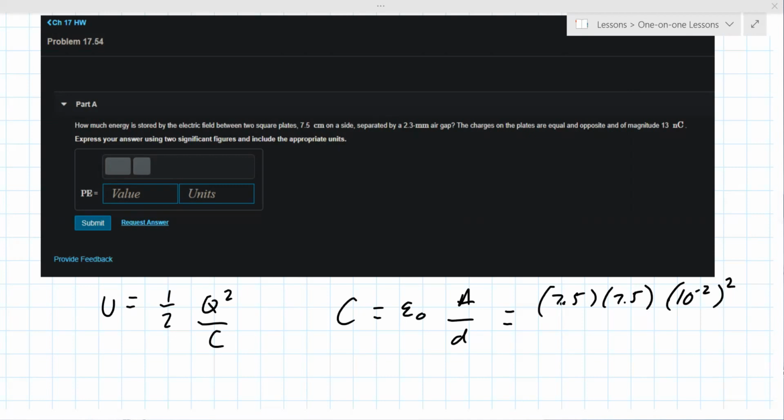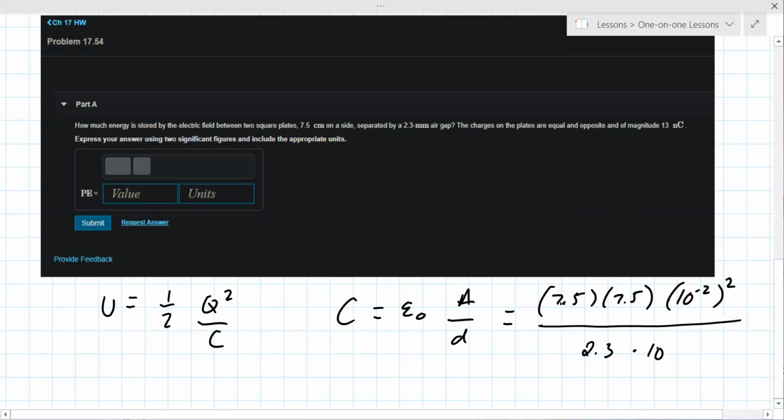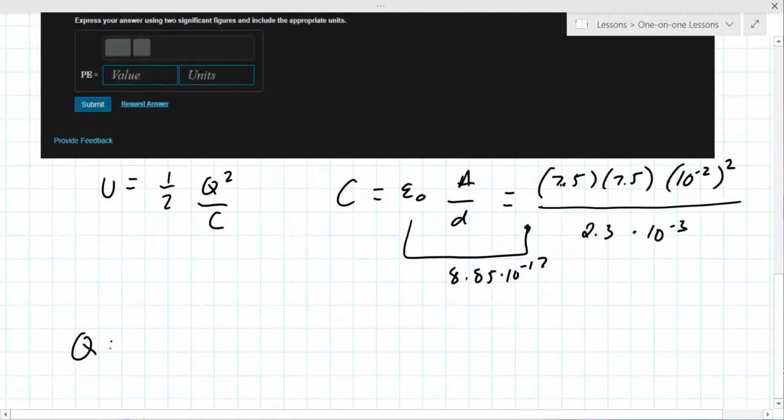Then the value of D, where is D? 2.3 millimeter gap. So that's the 2.3 times 10 to the minus 3. And then epsilon naught is the 8.85 times 10 to the minus 12. So that's the value for C. We'll get that. Q, we'll get Q next.